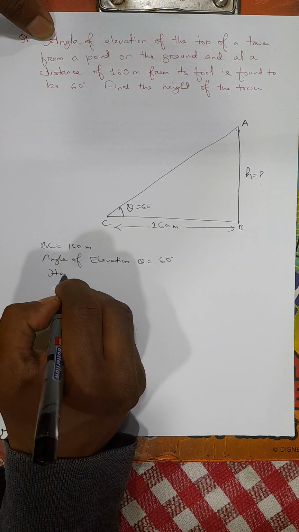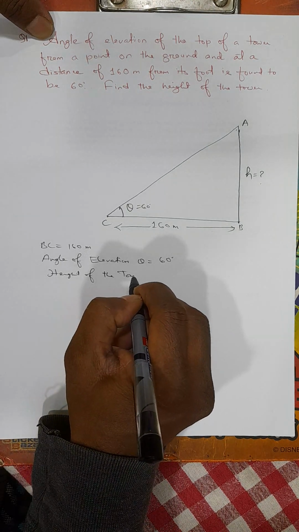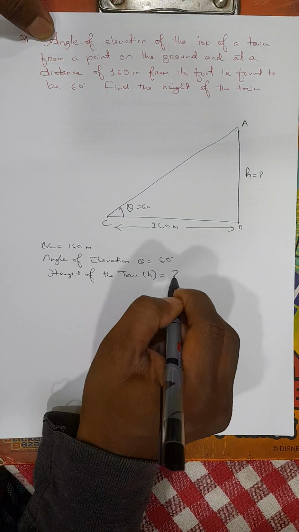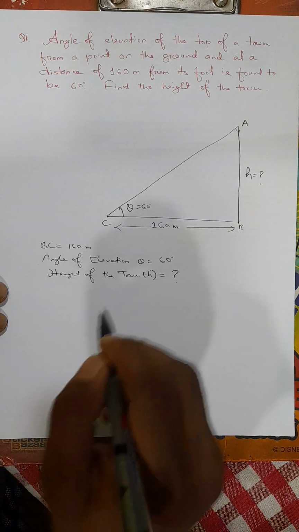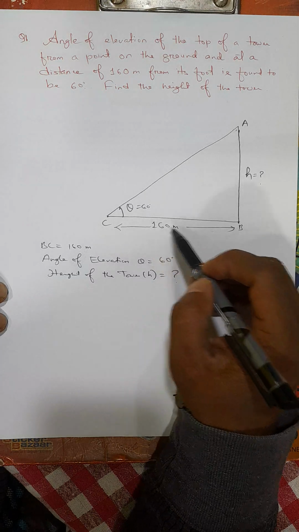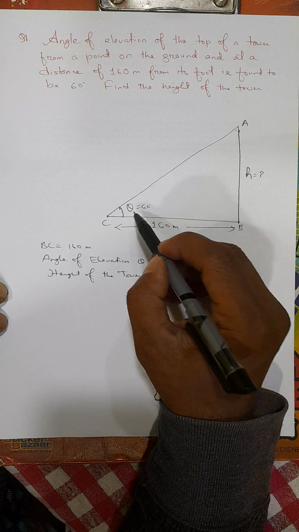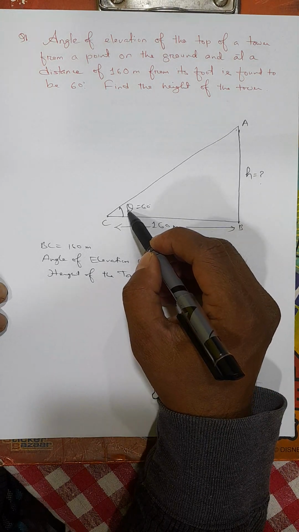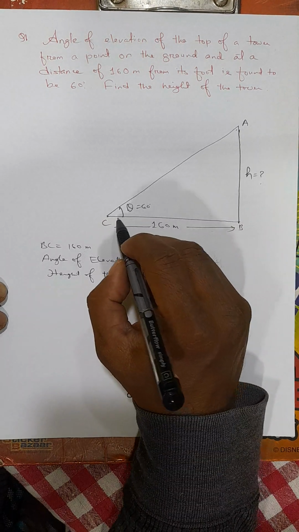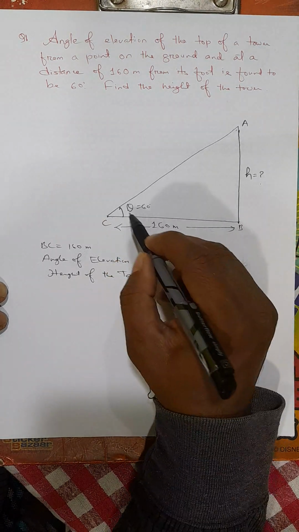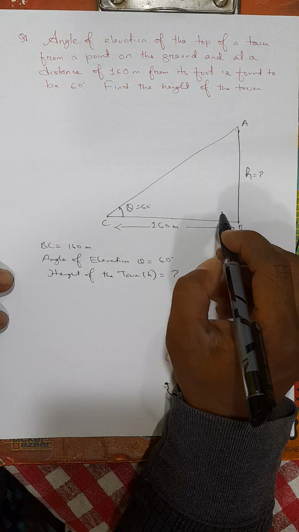So height of the tower, h equal to what? So you have to find h. Now let us remember the relation between BC and AB, right? So side opposite to angle theta is called perpendicular, and side adjacent to theta is called base. This is called base, right?